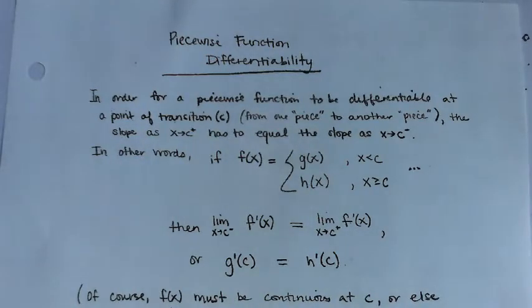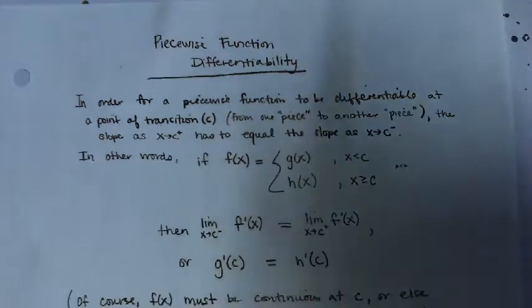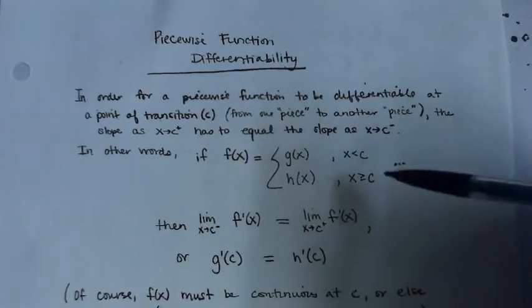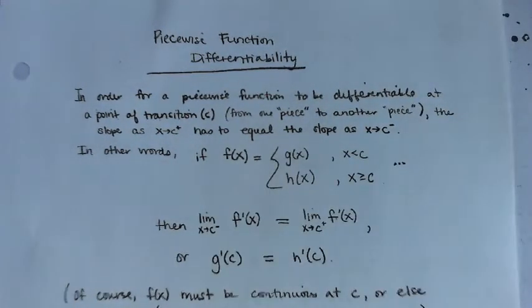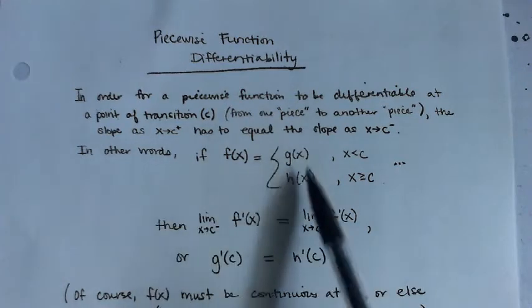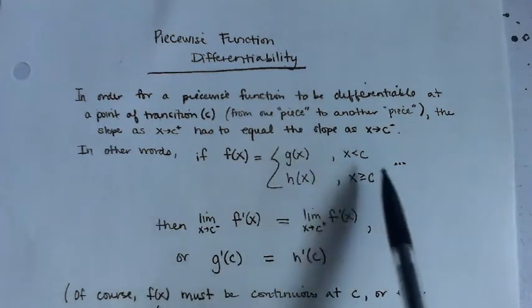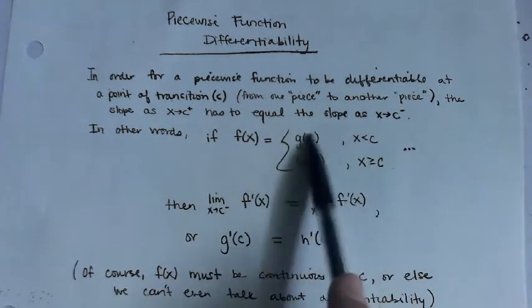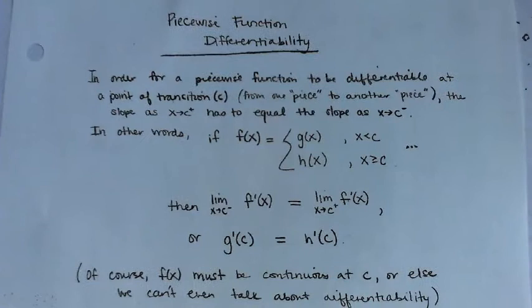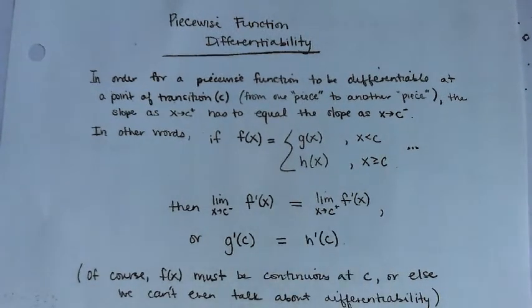So in order for a piecewise function to be differentiable at a point of, I call it a point of transition, that's kind of my loose word, like C. See, this piecewise function is jumping at C. The slope as x approaches C from the right has to equal the slope as x approaches C from the left. So in other words, if the function is defined with these two mini functions within it, then the limit as you approach C from the left, which would be following the g of x, is going to have to equal the limit as you approach C from the right.